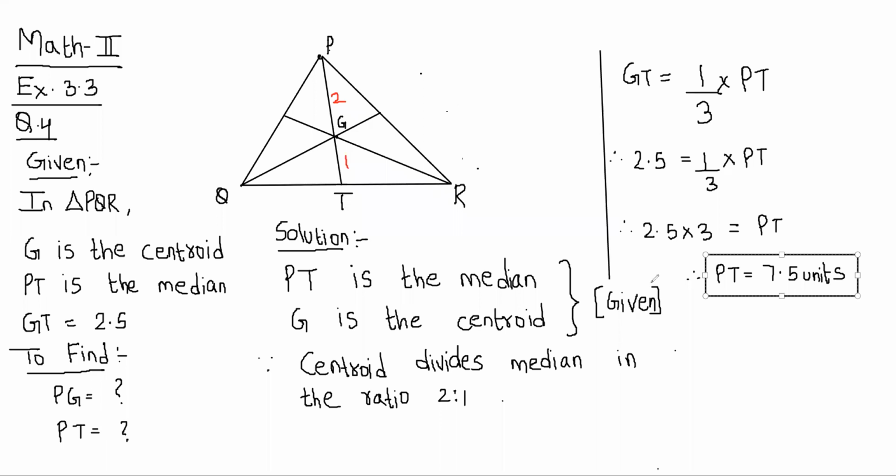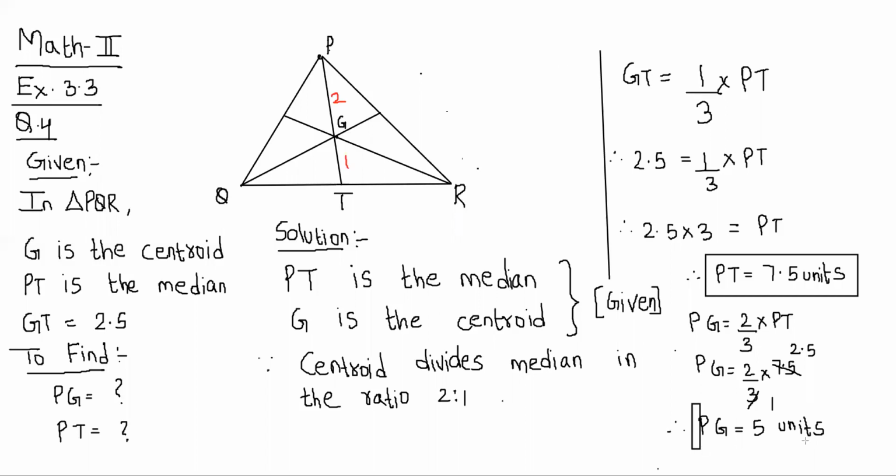Next, PG. PG is equal to 2/3 into PT. Now we know what is PT, right? So PG is equal to 2/3 into 7.5. So 3 ones are 3, 2.5s are 7.5. So therefore PG is equal to 2 into 2.5 is 5. 5 units. Our next final answer. Hence we got the value of PG and PT.